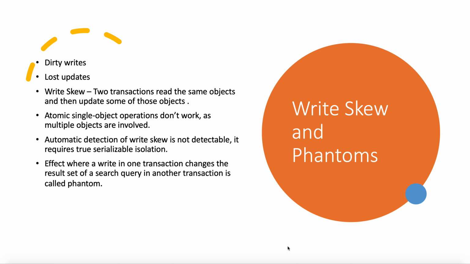Also, automatic detection of write skew is not possible, as it requires true serializable isolation, which we are going to study in the next video. So now let's see another race condition called phantom. Let us take another example to understand phantom.